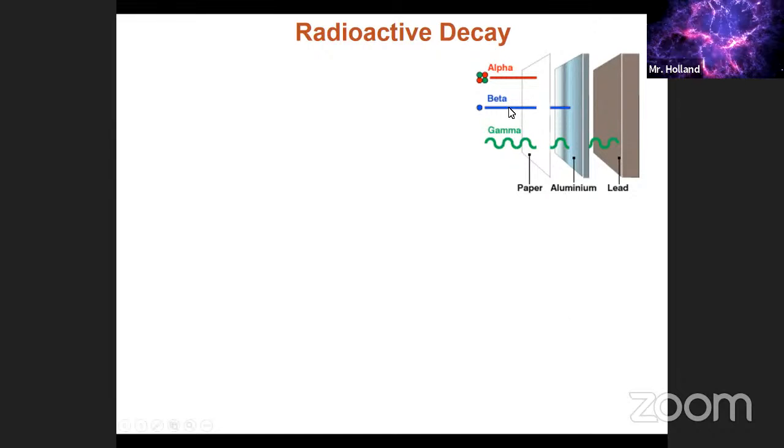Beta particles are the size of electrons, and they're oftentimes described as an electron because they're about the same thing as an electron. They're able to penetrate paper, but a couple centimeters of aluminum will stop them. They can't go through that.